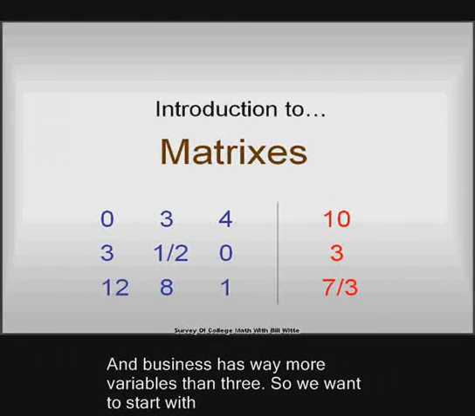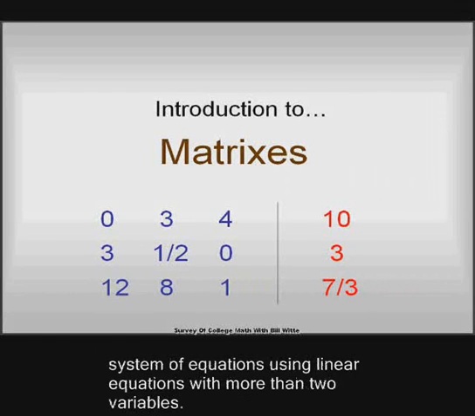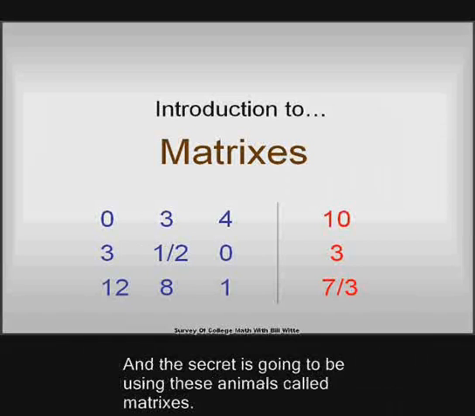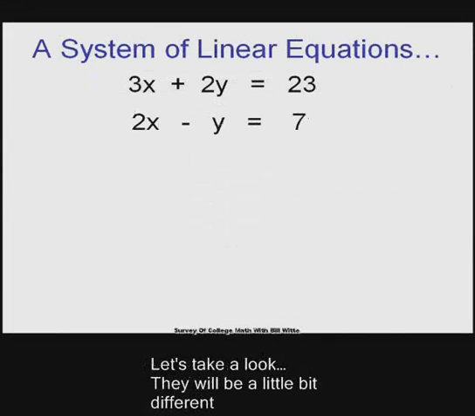So we want to start, at least with the basics, of how to find that magic point, that one point of intersection of a system of equations. These will be linear equations with more than 2 variables. And the secret to that is going to be using these animals called matrices. Now they sound hard and they look hard, but I bet in about 10 minutes you're going to say these aren't hard at all. Let's take a look. Toto, I have a feeling we're not in Kansas anymore.